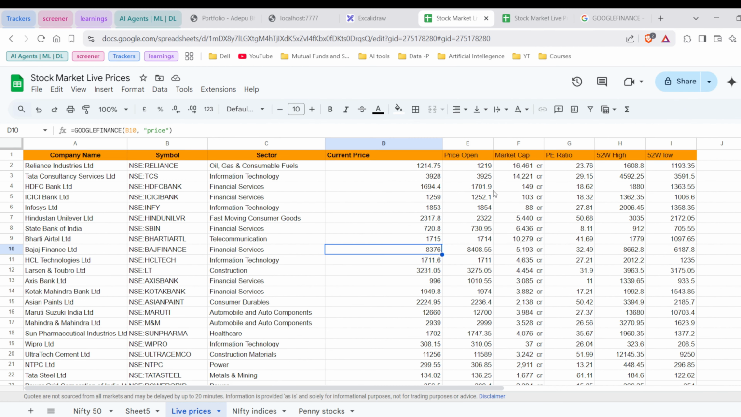Whether you are an investor looking to track your portfolio in real time or simply curious about how financial data works, in this video, I'll break down everything from setting up your spreadsheet to using dynamic formulas for live updates. Get ready to transform your data management and stay ahead of the market.